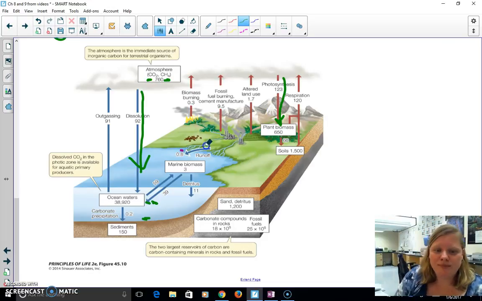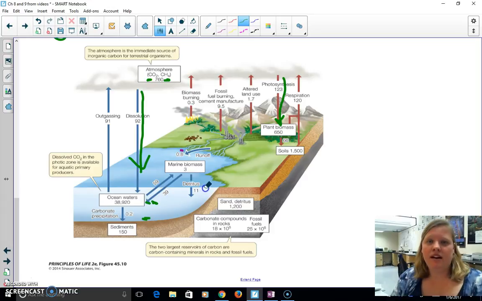Carbon is also stored, as you can see, in sediments, in rocks. A lot of rocks have calcium carbonate, which has carbon in it, an inorganic form of carbon. It can also be stored as fossil fuels, and fossil fuels are when organic carbon is trapped, so it can't decompose anymore, and it fossilizes and becomes a fossil fuel. That's what a fossil fuel is. And so that's how carbon is moved around and stored in the terrestrial biosphere.